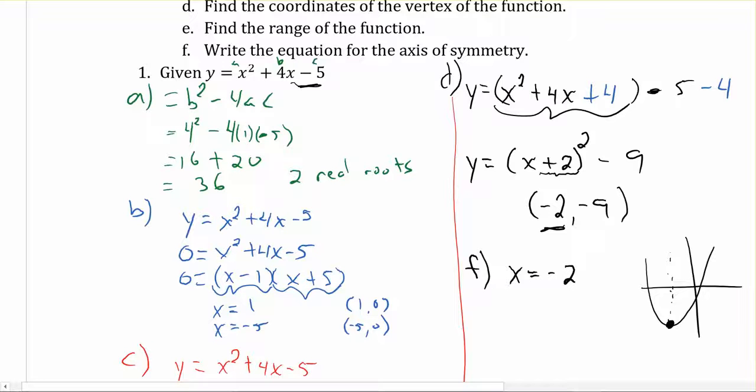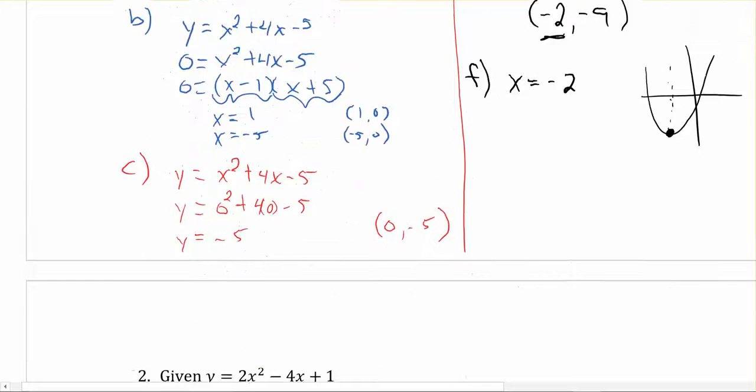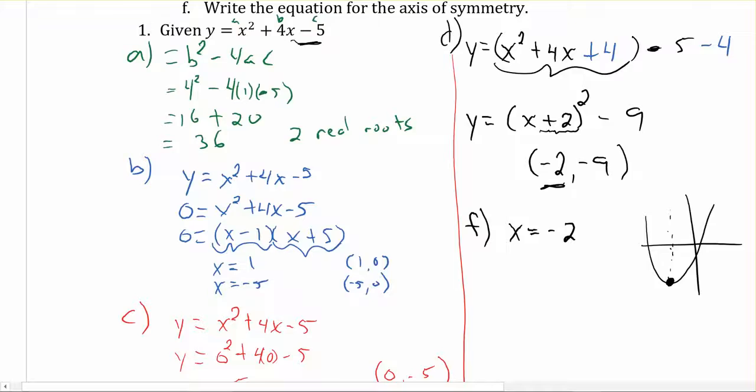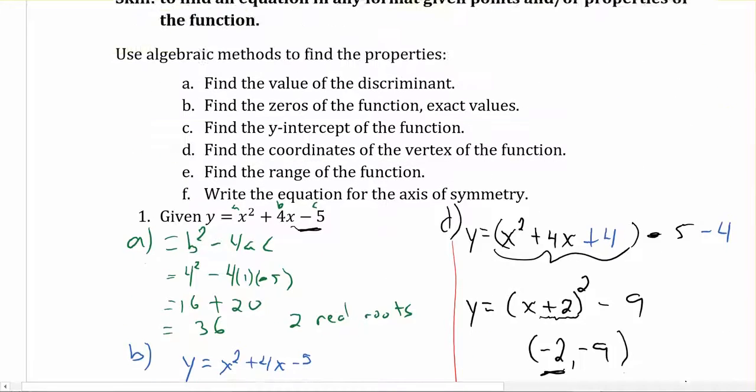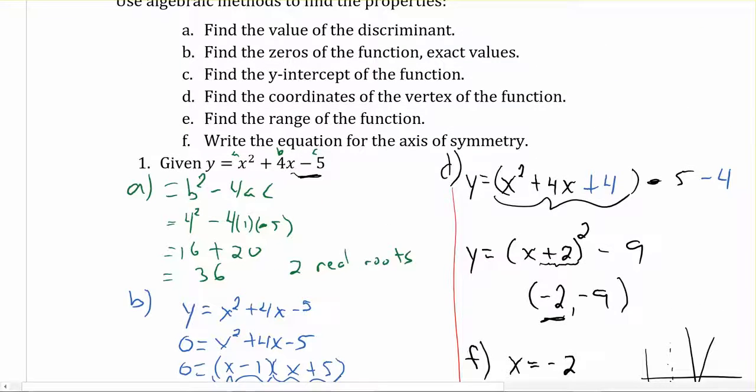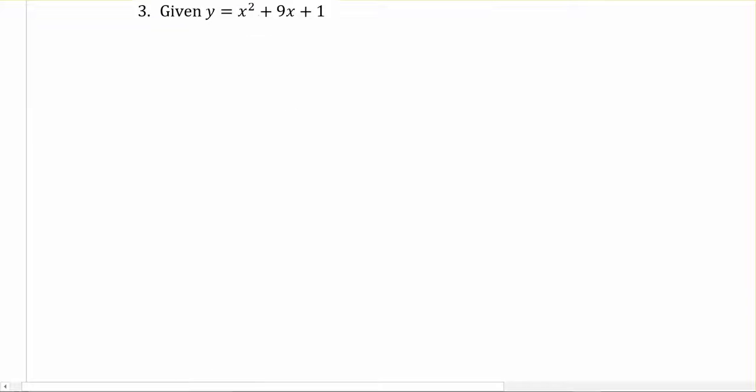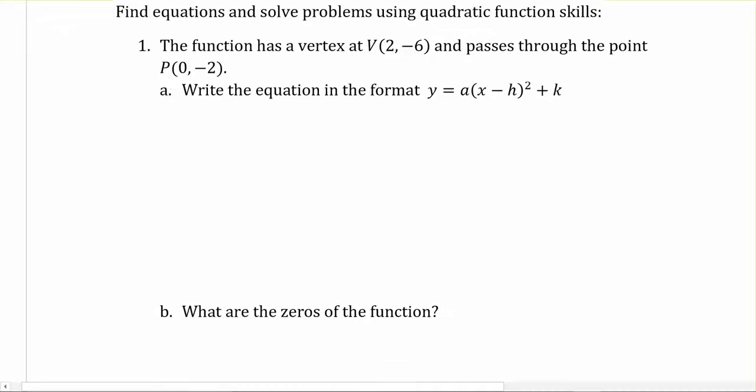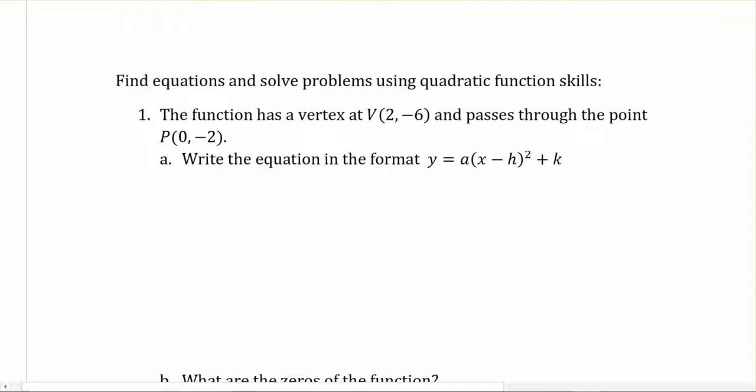Okay, so I'm going to leave that there. Those are pretty much just going through everything that we're going to do here. That's pretty much what your guys' next quiz is going to be on, the same type of thing, just being able to do all of those different skills. I'm going to let you guys go through and do 2 and 3, and then the next video I'll show you guys how to do these problems here. So I'll end that one there.